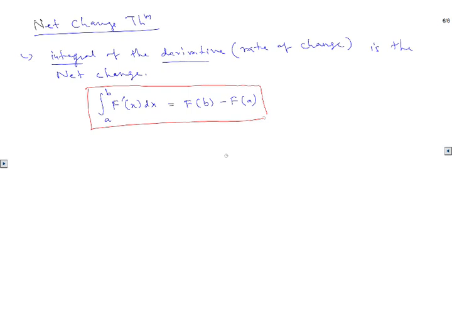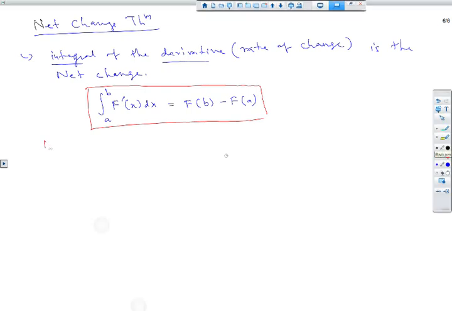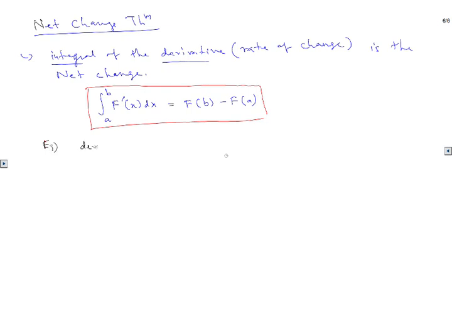So for example, some examples. The derivative is the velocity, and the function is the displacement. So that means you can write them from a to b: if you integrate the velocity, then you're going to get the displacement.